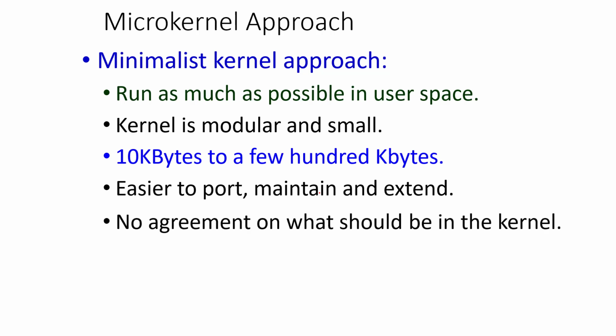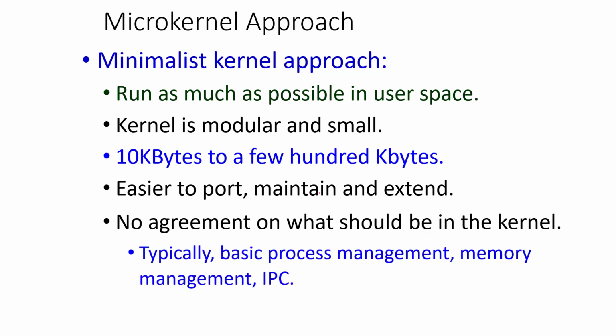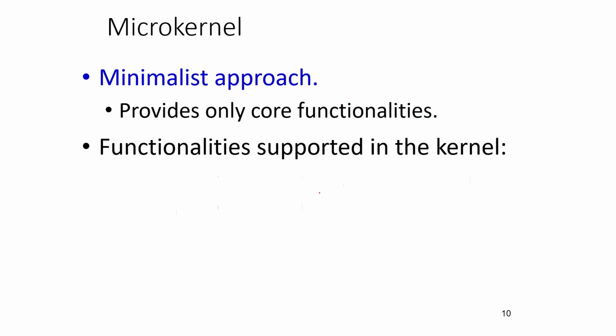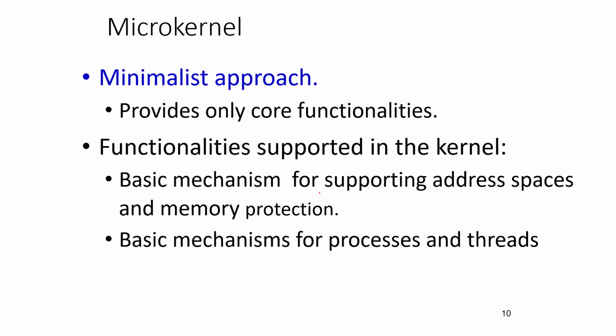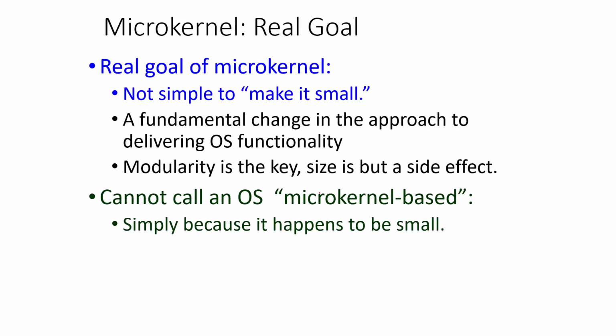There is no agreement on what should or should not be there in the kernel, even though the key idea is that critical features such as interrupt handlers, some basic memory management and process handling should be there in the kernel. But as much as possible, it should be sent to the user space. So, as I said, basic process and memory management is what goes. At least the basic idea of supporting different address spaces and memory protection goes in the kernel. Again, the basic implementation of processes and threads also remains in the kernel, and basic IPC, inter process communication.